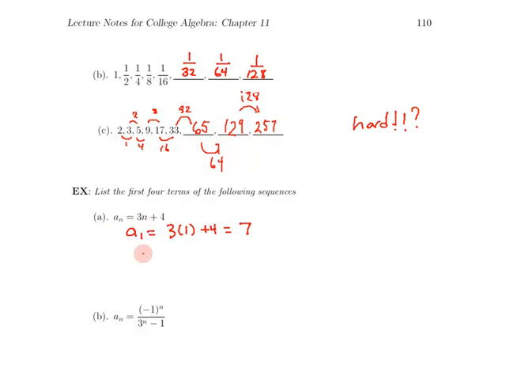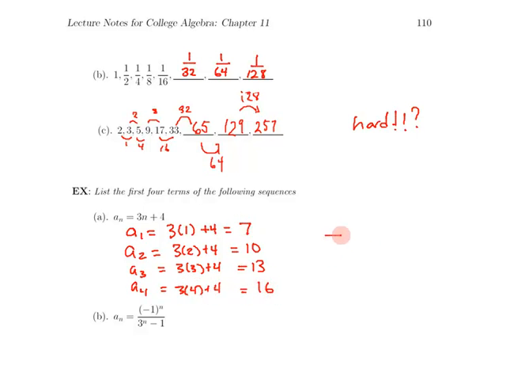It's my sequence notation. The second term of the sequence would be a sub 2. So 3 times 2 plus 4 would be 6 plus 4, which is 10. A sub 3 would be 3 times 3 plus 4, which is 9 plus 4, or 13. And 3 times 4 plus 4 would be 12 plus 4, which is 16. So these are the first 4 terms of the sequence: 7, 10, 13, 16, so on. There you go.